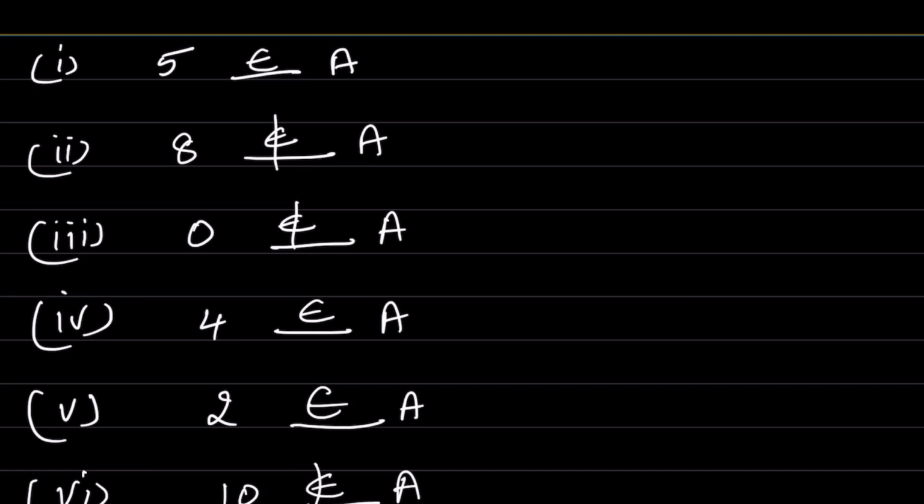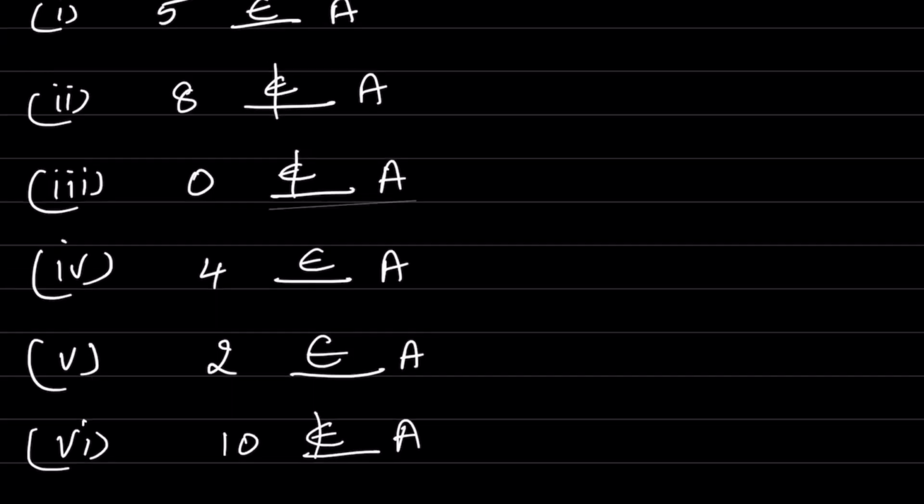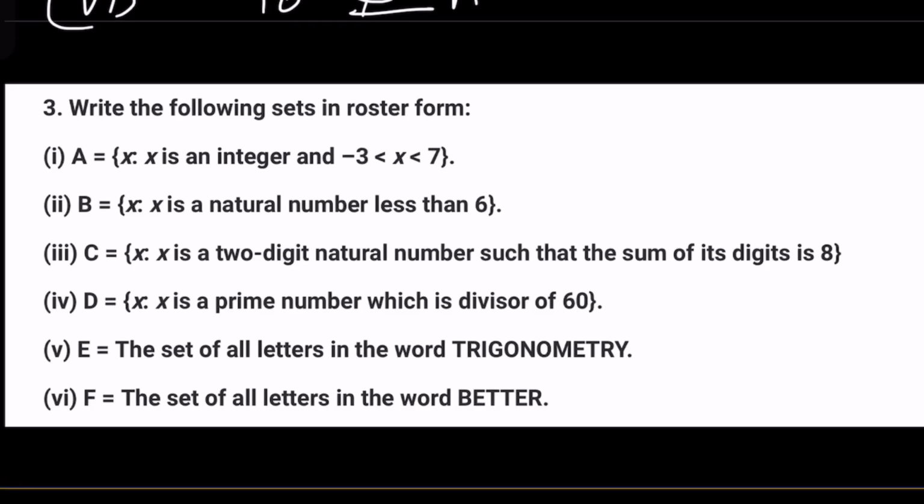So next, we'll go to the next question. This is our next question, third one. In this question, you can see: write the following sets in roster form. It's given in set builder form, and we have to write this set in roster form. So how can we write this? A is equal to {x such that x is an integer and x lies between -3 and 7}. Now you have to write it in roster form.